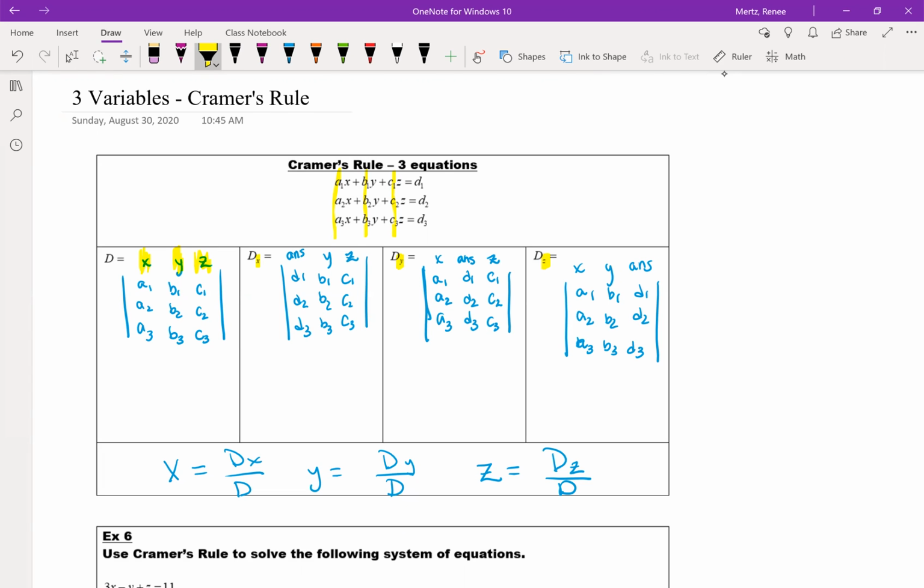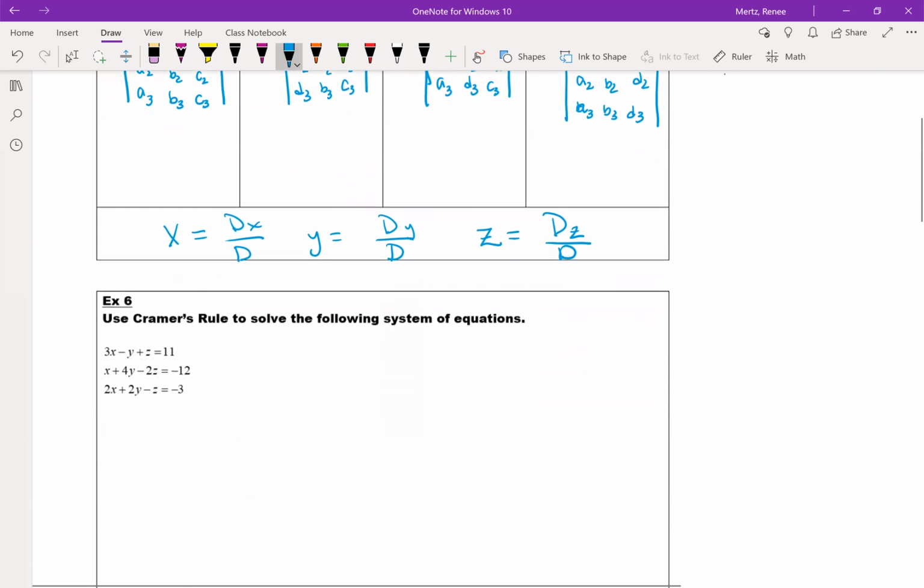So we have x is D of x divided by D, y is D of y divided by D, and z is D of z divided by D. So let's try solving them.